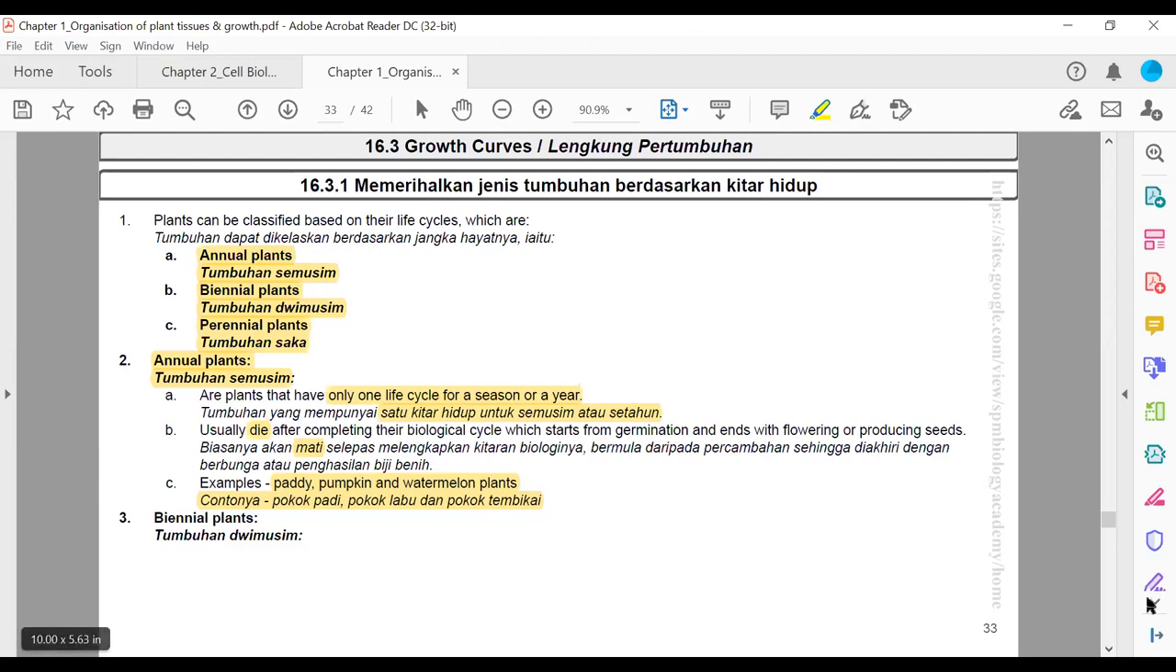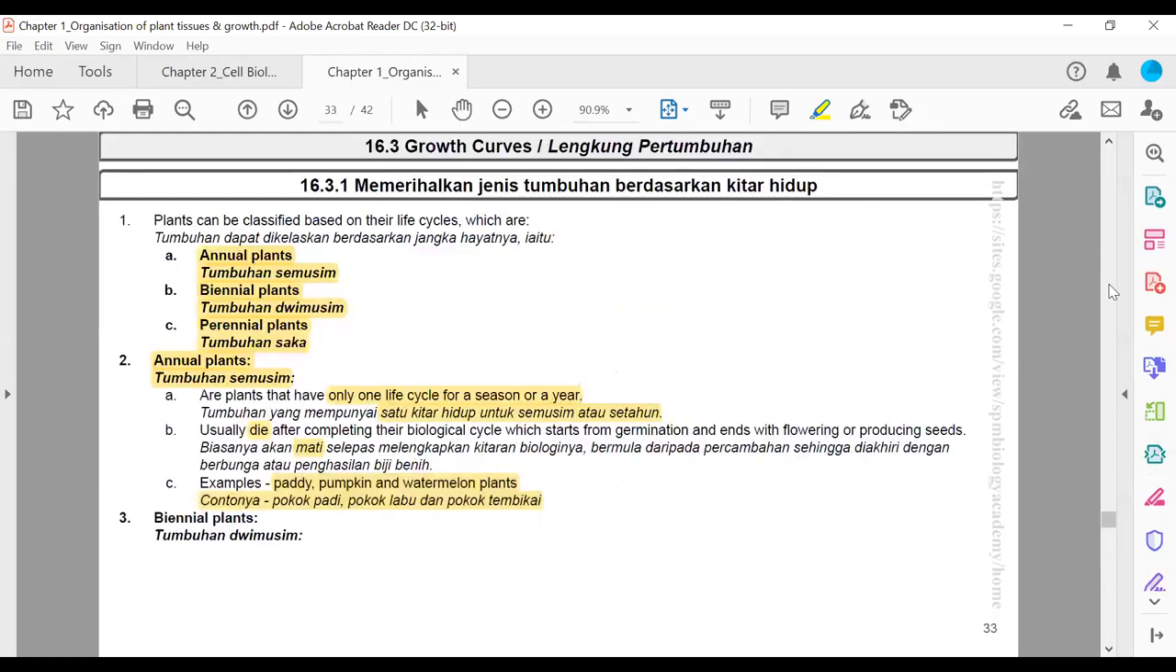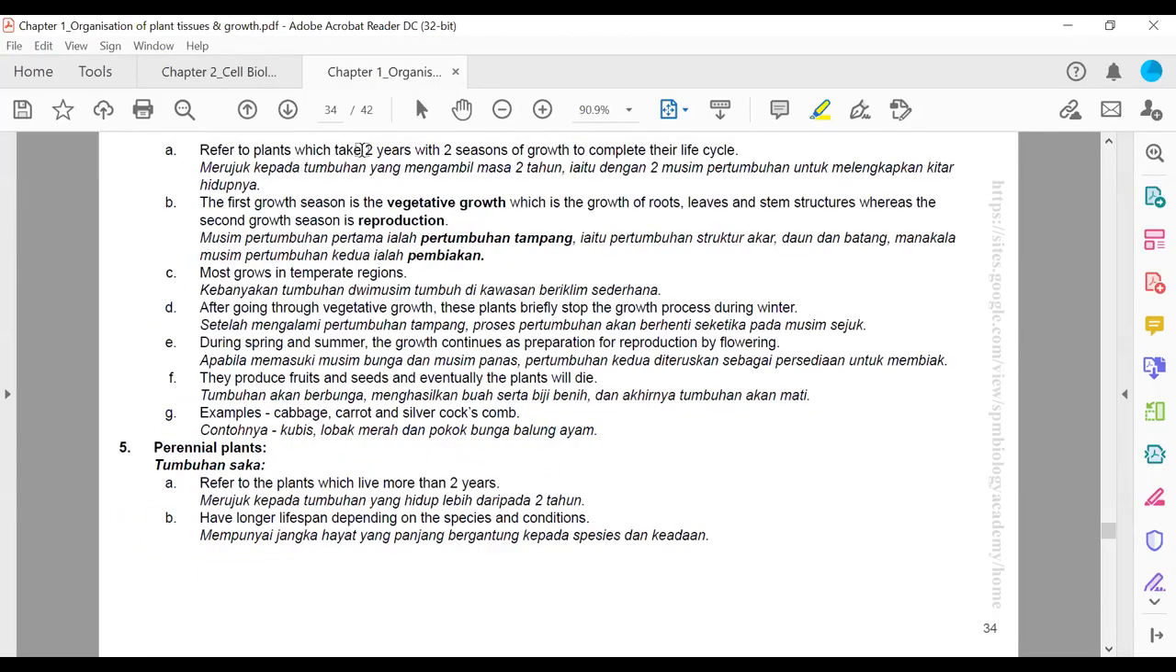Let's go to biennial. Okay, before that, the growth curve we see later. By now, let's see apa maksud biennial plants ataupun tumbuhan dwi musim. What is the meaning? Refer to plants which takes 2 years with 2 seasons of growth to complete their life cycle. Merujuk kepada tumbuhan yang mengambil masa 2 tahun, iaitu dengan 2 musim pertumbuhan untuk melengkapkan kitar hidupnya. So they live for 2 years. They live for 2 years with 2 seasons of growth. 2 tahun iaitu dengan 2 musim pertumbuhan.